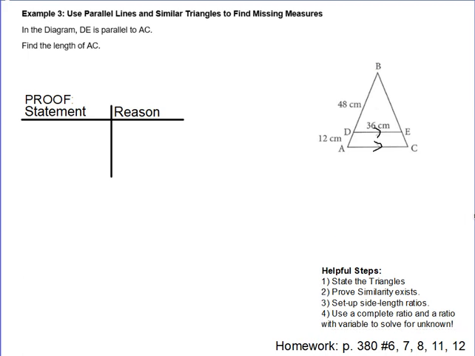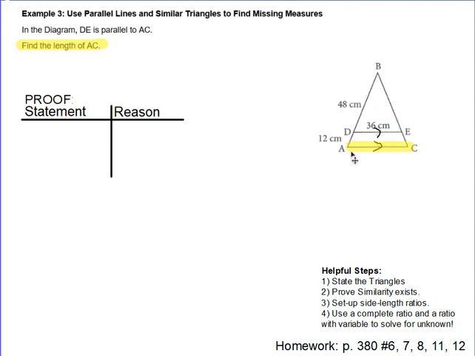So first, we're going to state the two triangles that we're dealing with. Actually, maybe read the question. We're solving for side length AC. Some people might even want to put an X here, like X or something like that. I like to leave it just AC. We're solving for AC. So what are the two triangles we're working with here?